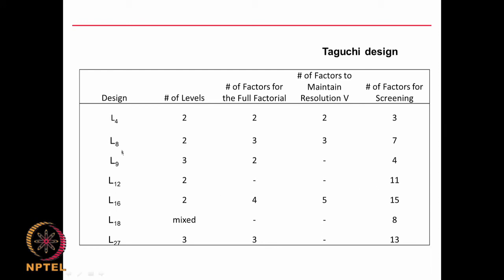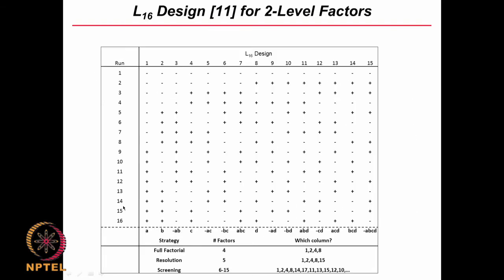Then you have L, so just like L4, L8, L9, L12, you also have the L16 table, okay. So, there are 16 runs. This indicates the number of runs, you have 16 runs here, okay. So, I can do a full factorial, 2 raised to the power 4 is a full factorial, right, 2 into 2 into 2 into 2, 4 times.